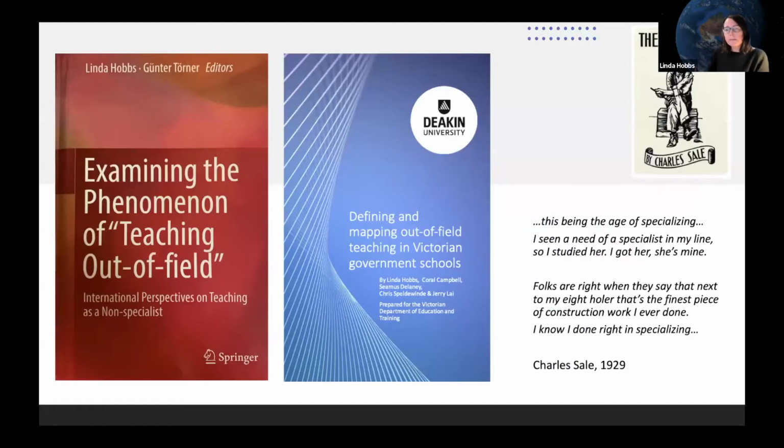In order to capture this complexity, I'll draw on research and work we did for the Victorian Department of Education to understand the phenomenon. But I would like to share two premises that underpin our work. The first is what it means to be a specialist. The quote on the screen there is from Charles Sale's short story, The Specialist, from 1929, about the champion privy builder from Sangamon County.